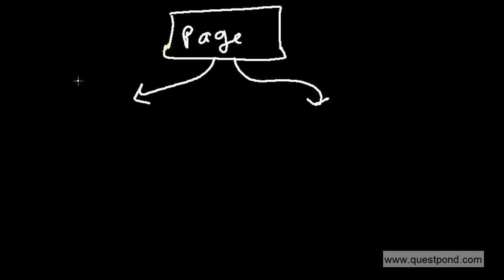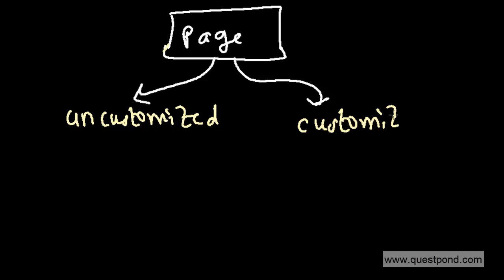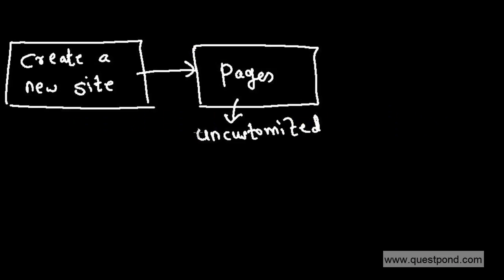Any SharePoint page is further categorized into two categories. One is uncustomized pages, and the other one is called customized pages. Now when you create a new site in SharePoint, it creates a lot of pages like the master page, home page, default pages, etc. All these pages are called uncustomized pages. In other words, if you go to the physical directory of SharePoint, and we are going to see that in the demo, you can actually see those pages. So these pages are also called physical pages.